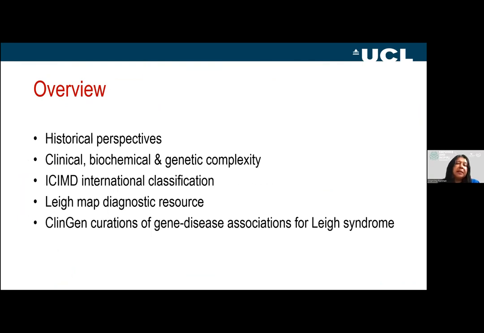To go into an overview of the talk, as I'm the first person speaking in this research session, I thought I would take the liberty of thinking about some historical perspectives on Leigh syndrome, and particularly the clinical, biochemical, and genetic complexity that leads us to need these diagnostic resources, and the tools that we've made, which include an international classification, the Leigh map, and also gene curations of more than 100 disease genes.